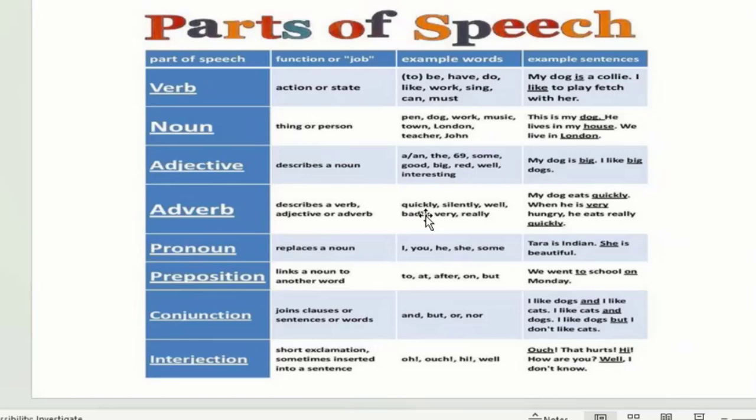You understand the usage of words. Action or state. Be, have, do, like, work, sing. Look at the example. My dog is a collie. I like to play fetch with her. What is a collie? Then you check, oh, vocabulary. What is a collie? You check what a collie is. Why this person is calling a dog a collie.